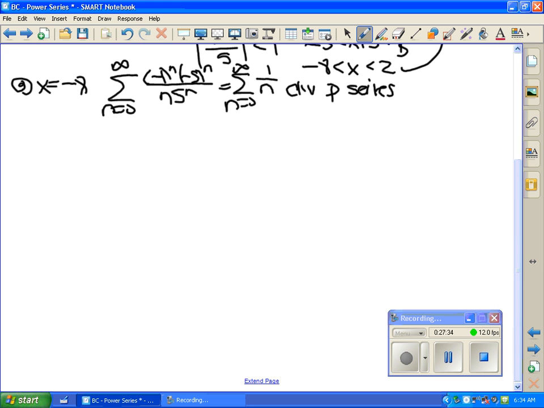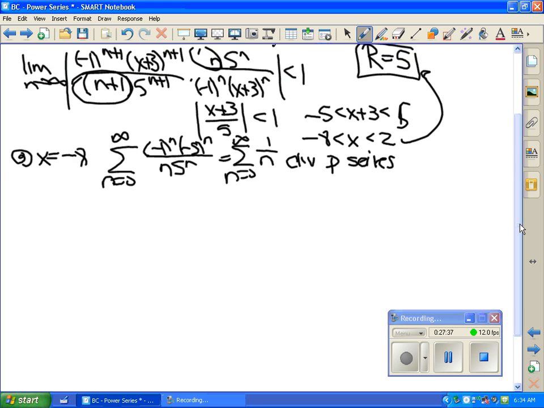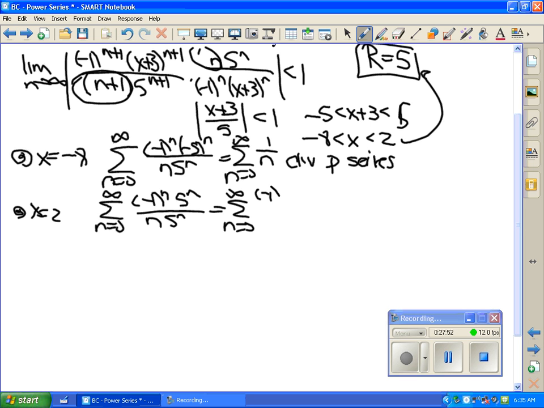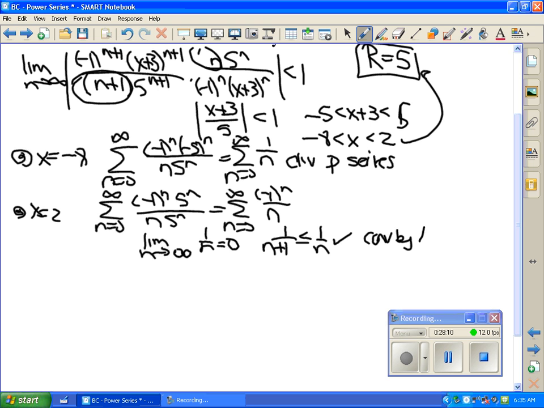If I substitute in my other endpoint, x equals 2, into my function, I get the series n equals 0 to infinity, (-1)^n 5^n over n 5^n. So that simplifies to (-1)^n over n. (-1)^n means I'm going to use AST. So you take the limit as n approaches infinity of 1 over n. You get 0. You check that it's decreasing. It is. And therefore it converges by AST.